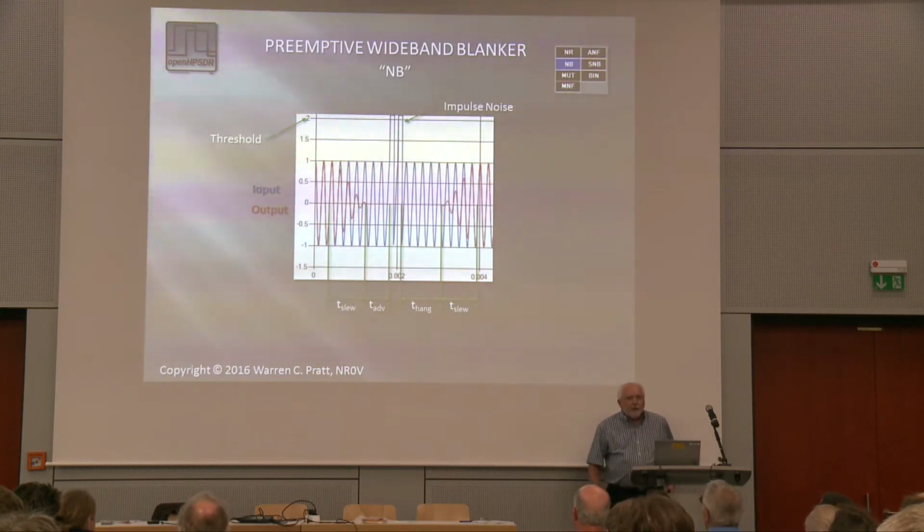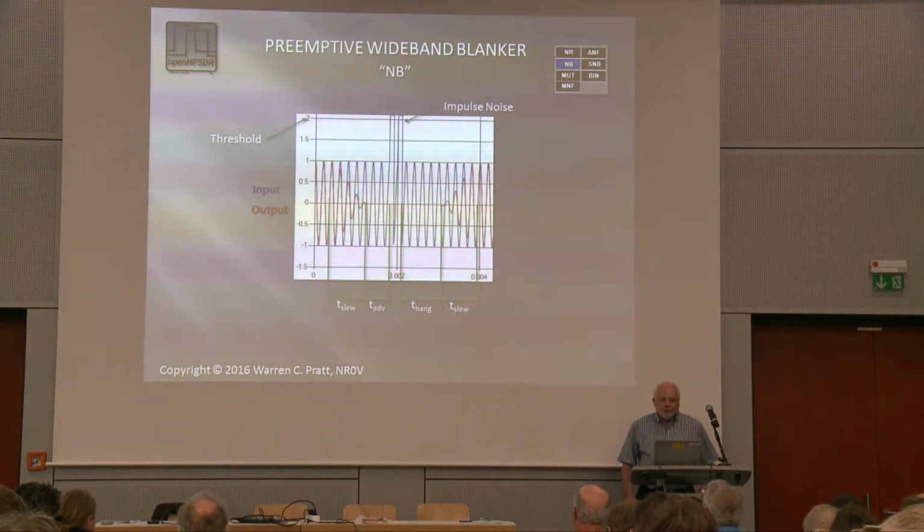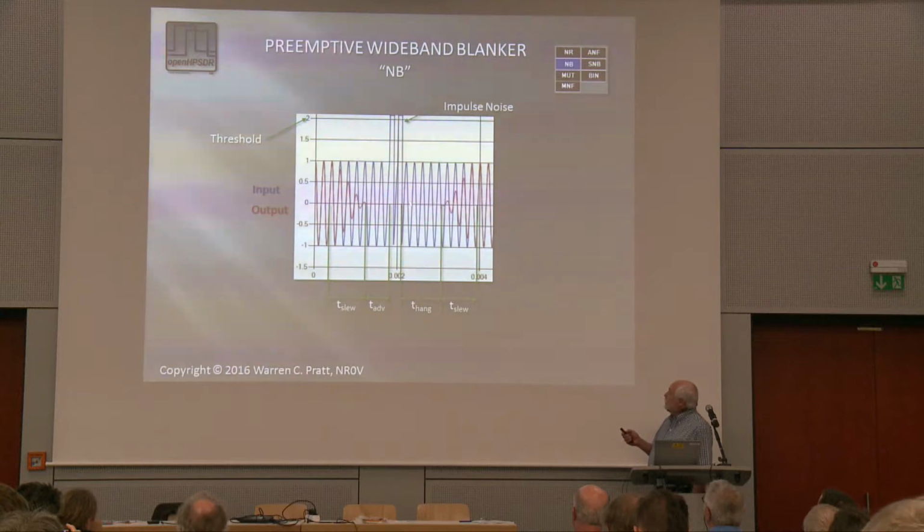So let's look at our wideband blankers that we have in WDSP. The first one is NB. It's a fairly basic preemptive blanker. Shown here is an example. So we have a blue input waveform, just a sine wave, and we have a couple impulses. And then in red, I've shown how it reacts with the output waveform.